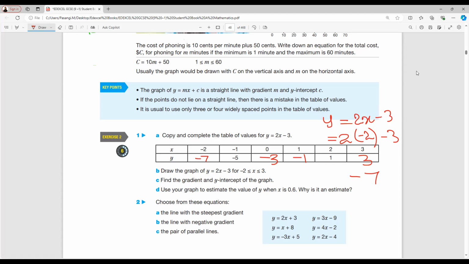Gradient and y-intercept. So the equation is y equals 2x minus 3. So the gradient is? It is 3. No, the gradient is 2, because of the coefficient of x. The gradient is 2, and the y-intercept is minus 3. Yes, minus 3 is the y-intercept and 2 is the gradient.